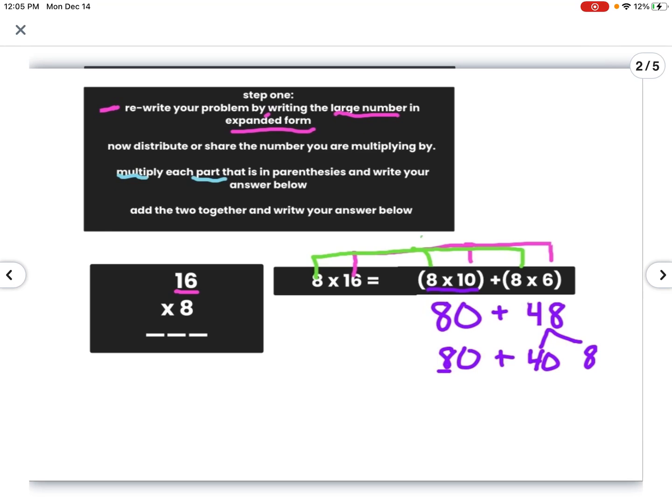I know that 8 and 4 make 12, so 80 plus 40 would be 120. And 120 plus 8 would be 128. And that is my answer.